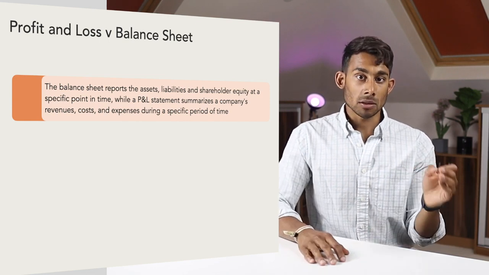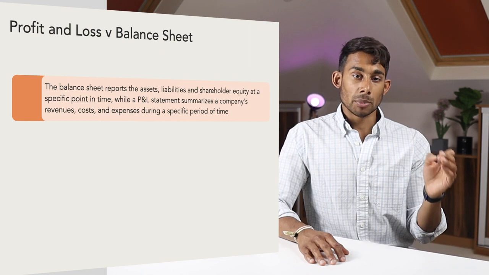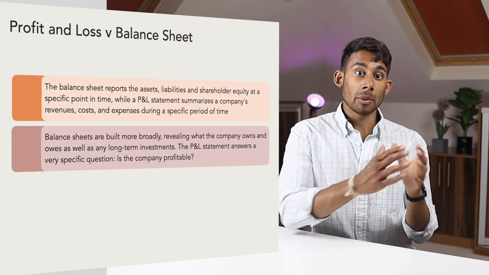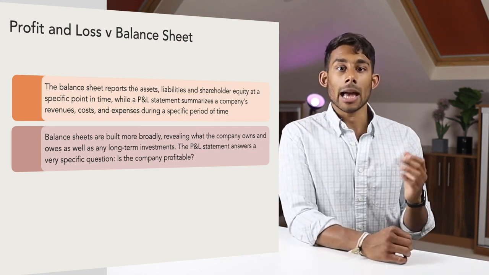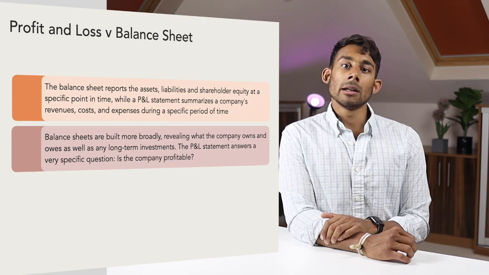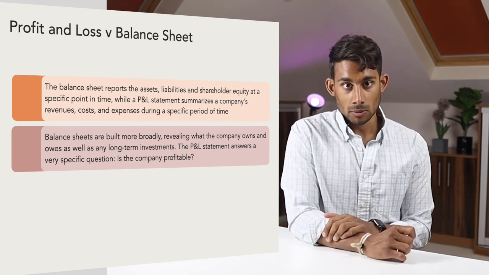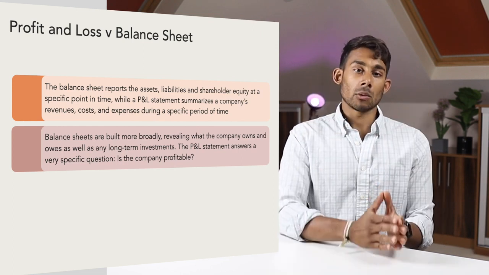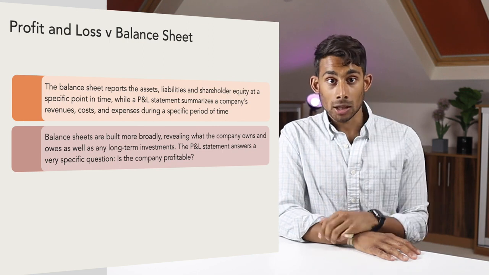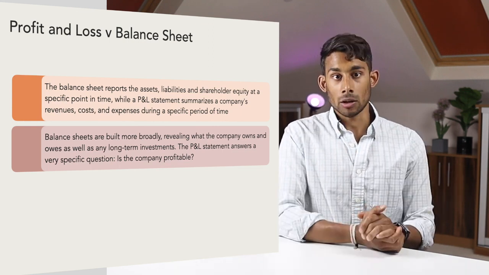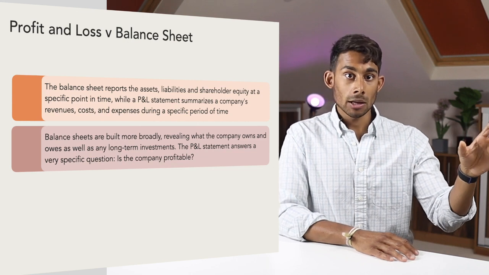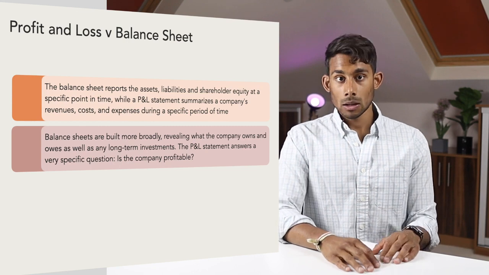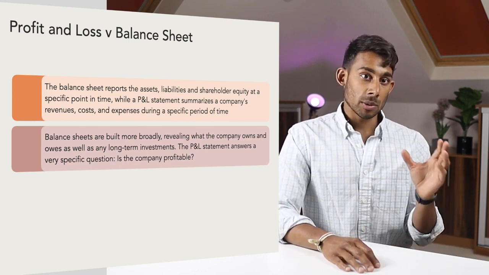In terms of the purpose of each statement, each document is built for a slightly different purpose. Balance sheets are built more broadly, revealing what the company owns and owes, as well as any long-term investments. Unlike an income statement, the full value of long-term investments or debt appear on the balance sheet. And the name balance sheet is derived from the way that the three major accounts eventually balance out and equal each other. All the assets are listed in one section, and their sum must equal the sum of all liabilities and the shareholder equity.